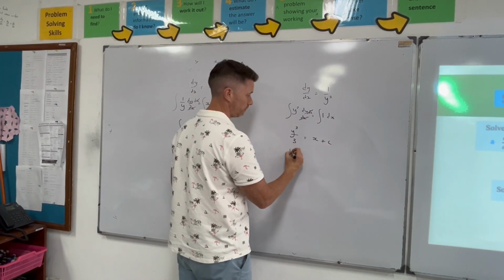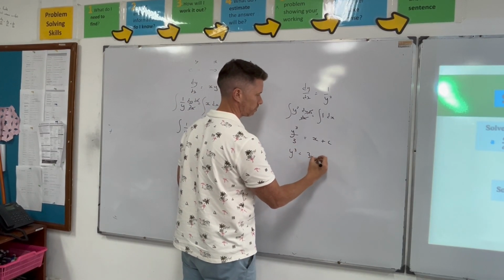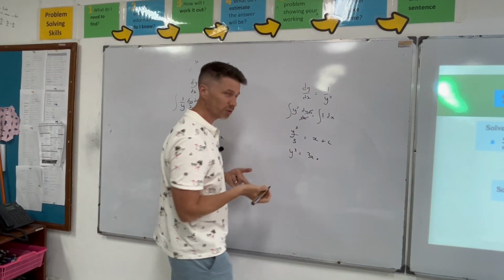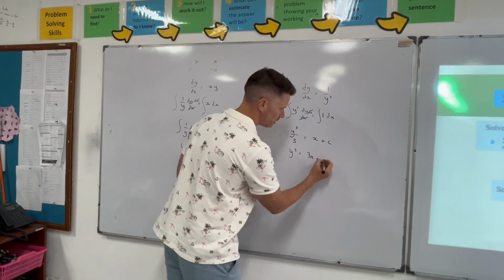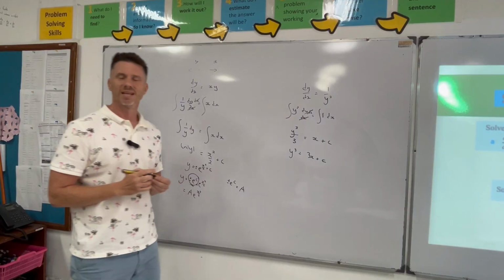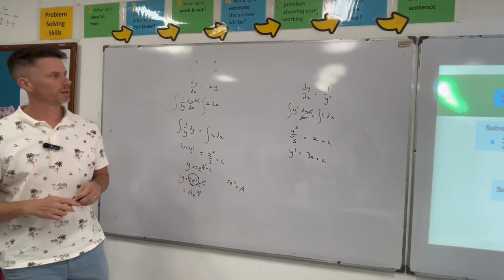Maybe get rid of the 3 first. 3x plus, what do I say? 3x plus 3c? C. Yeah, you just. I don't get how that's allowed. Yeah. I don't get how you can. It's still just. Oh, okay.